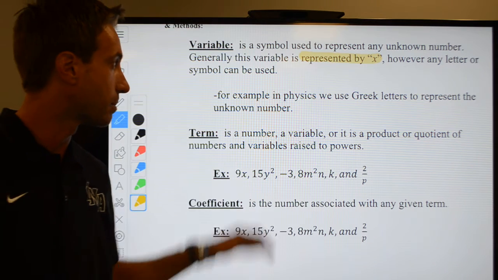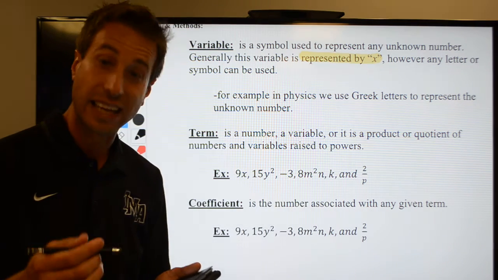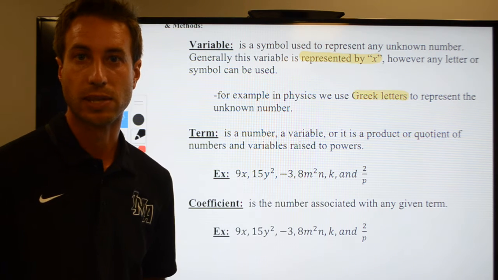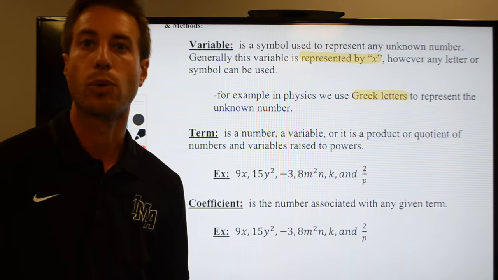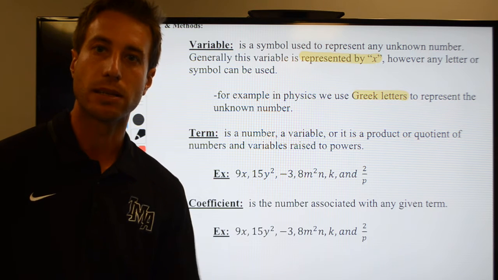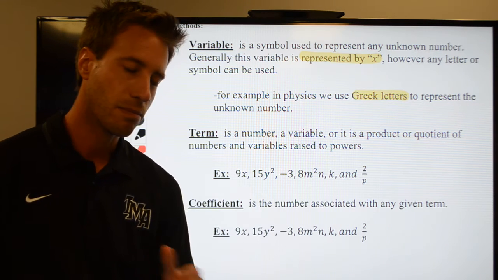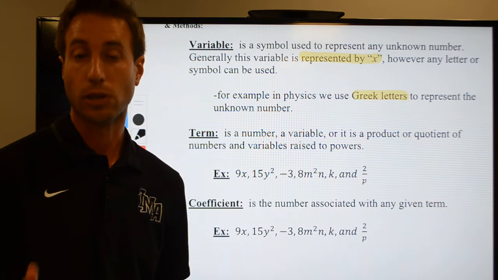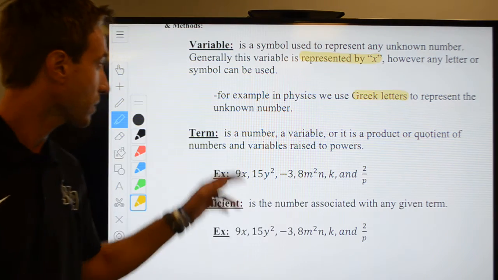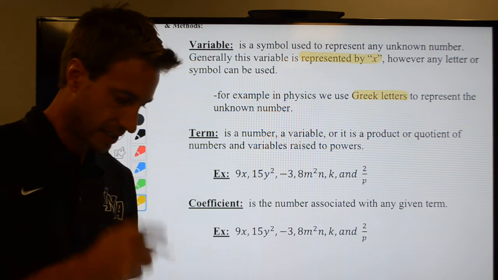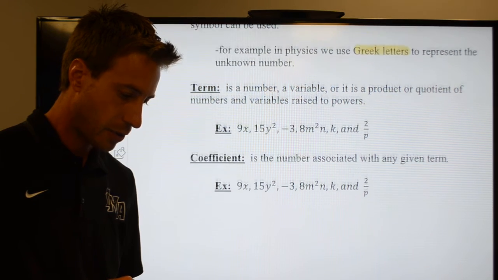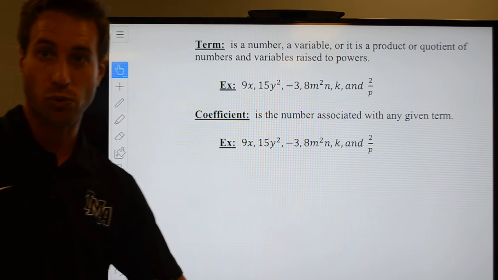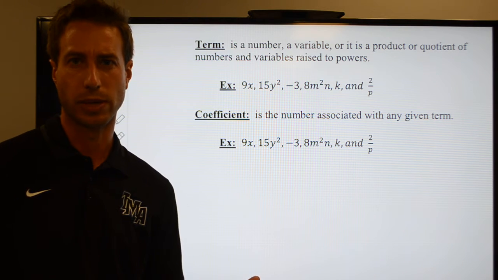And even better than that, sometimes when you get into other sciences like physics and chemistry, we like to use Greek letters to represent the unknown. Again, it doesn't matter what the symbol is. It's just simply meant to represent an unknown. And most of the time in Algebra 1, and now again in this class, you're going to be solving for that unknown. Next in the notes we have this idea of a term, and I've given you a few examples of what a term is.